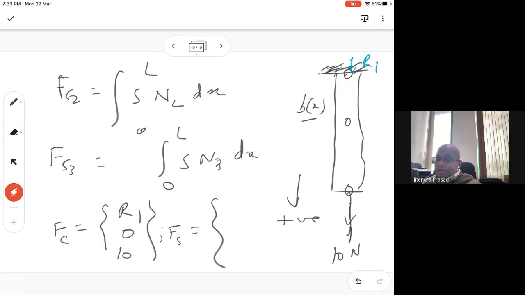if it is 3-noded, then you can use 3-noded N1, N2, N3. Finally, you will find out that if this is constant, let us say the B is equal to 5 Newton per meter. Let's call it like this.